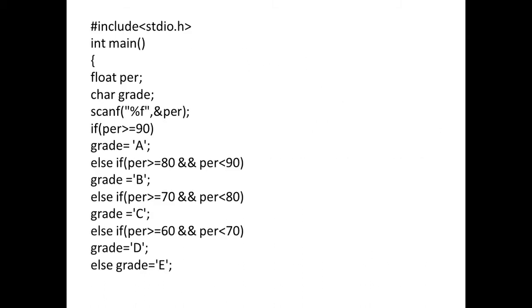Now, what is the program here? So this is the program. It is just calculating the grade. For example, here in the if statement, percentage is received. If the percentage is greater than 90, then it is A grade. Else, if it is greater than 80 and less than 90, then it is B grade. And for this condition, it is C grade, else D grade, and if not any, then it is E grade.